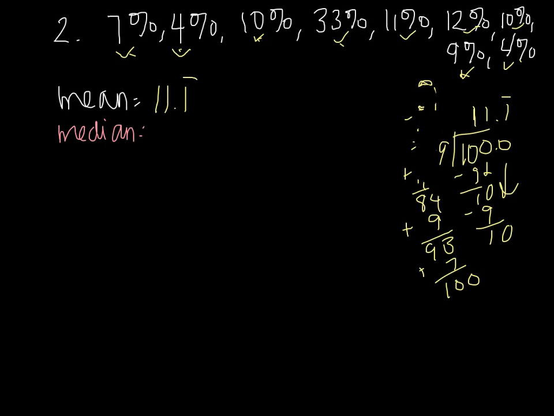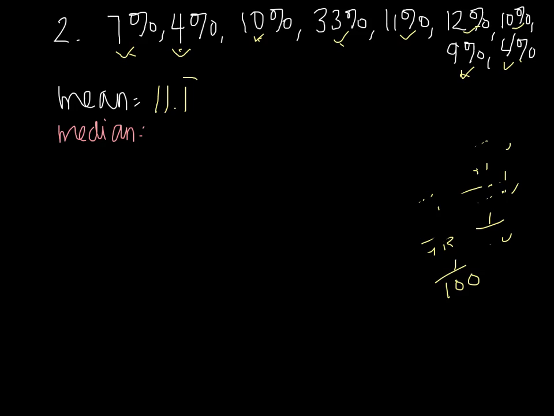Okie dokie. I'm going to erase all of my work over here. Again, to find the mean, I just add them all up and divide by the number of values. So to find the median, though, we have to first order from least to greatest.